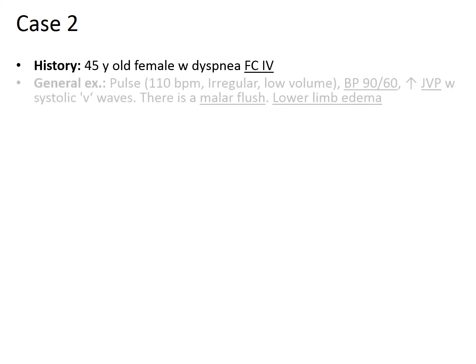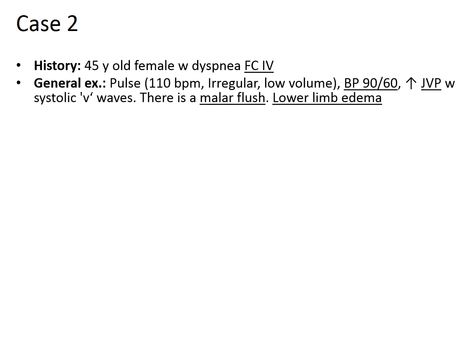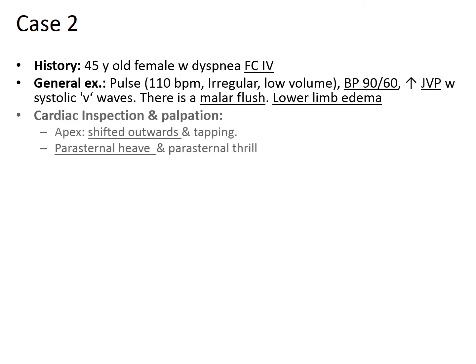Now, case number 2, a 45-year-old female with dyspnea, New York Heart Association functional class 4. The pulse is 110 beats per minute, irregular, low volume. The blood pressure is 90/60. There is raised jugular venous pressure with systolic V waves. There is a malar flush and lower limb edema. Cardiac inspection and palpation revealed that the apex is shifted outwards and tapping. There is parasternal heave and parasternal thrill.